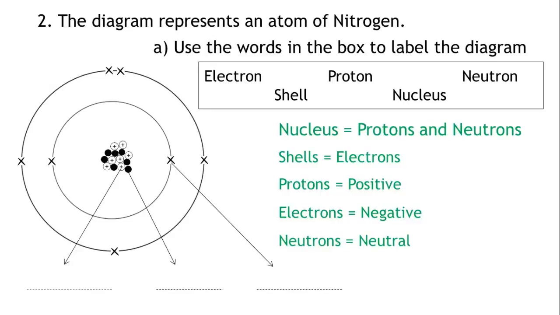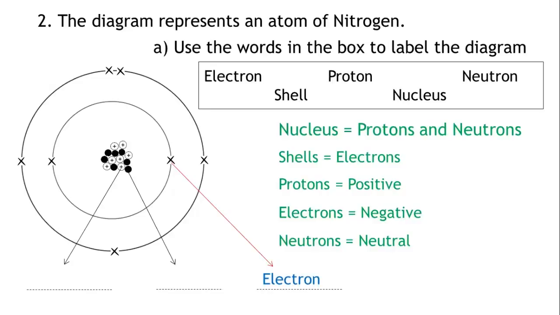If we look at the arrows on the diagram, we can see that the first arrow is pointing from a part of the atom outside the nucleus. It's pointing to a particle on a shell. Therefore, this particle must be an electron.